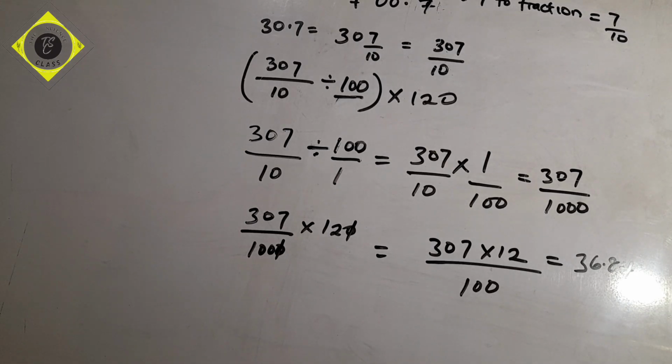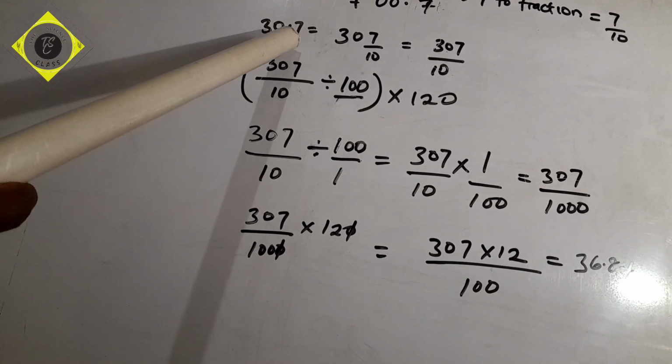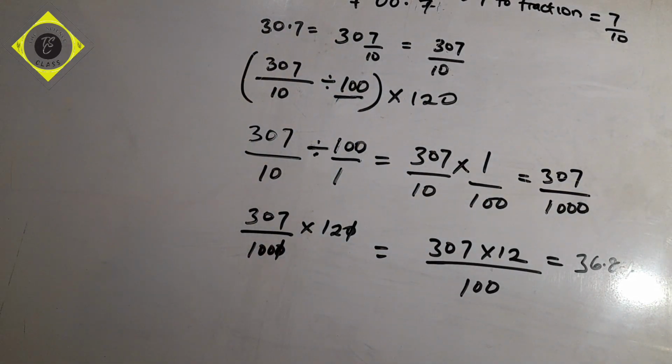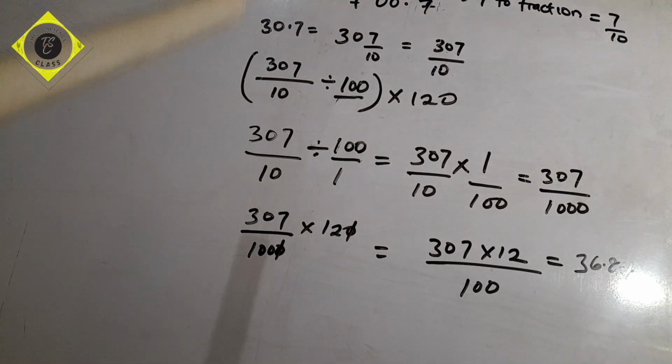A smart way of doing this can just be that 30.7, just multiply it by 10. It will give you 307 directly. Then that 100 that is below, that you're supposed to multiply it with, just multiply that 100 by 10. It will give you 1000.